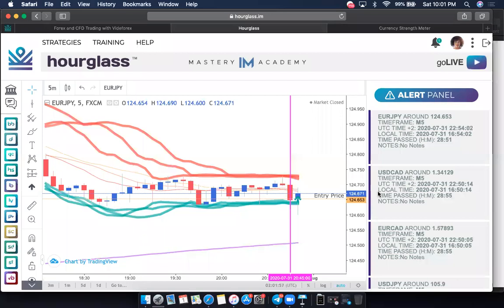What about the engulfing candle? What's the question?